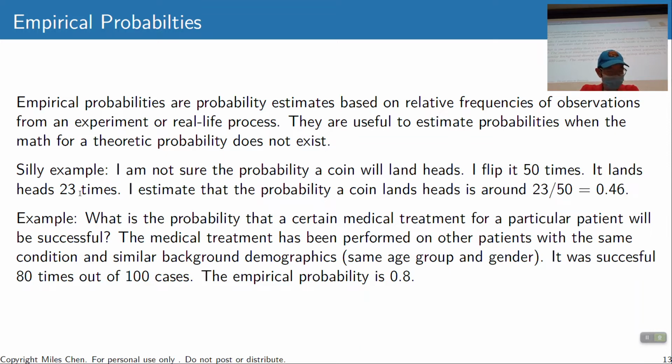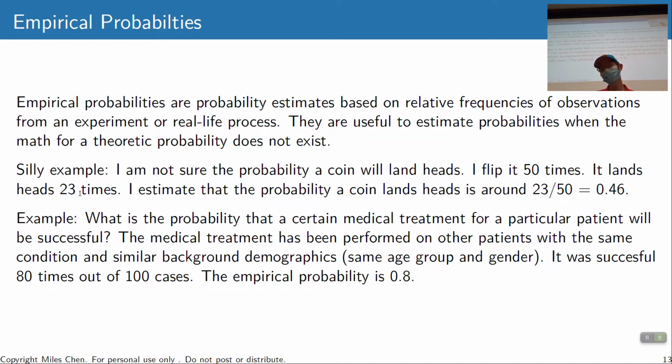So you want to test this out. What's the probability this thing lands heads now? Okay, so we're not quite sure. We're not sure what the probability is that the coin will land heads. So we test this out. We flip the coin 50 times. It lands heads 23 times out of 50. And so based on our experiment, our estimate of the probability that the coin lands heads is 23 divided by 50, around 46%. Now, is that significantly different from 50%?